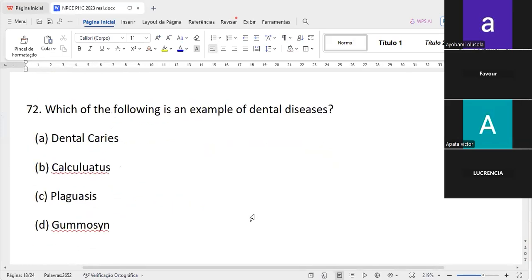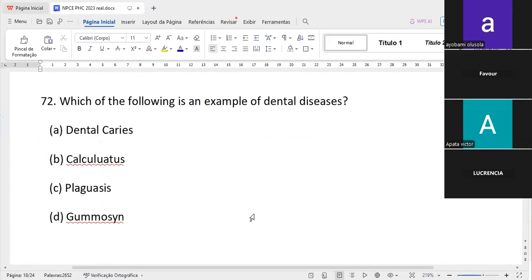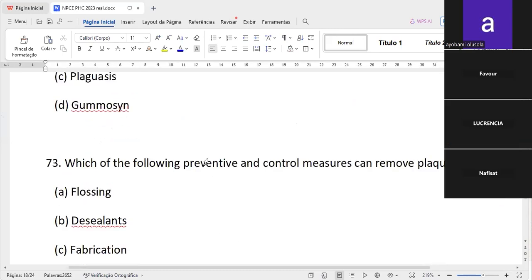72. Which of the following is an example of dental diseases? Dental caries. All these other ones look like, I don't know what they mean, but they look like jargon.